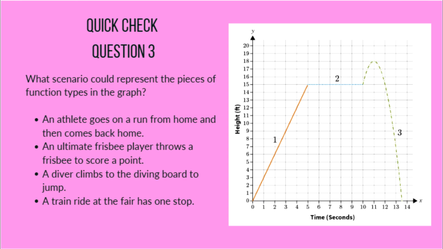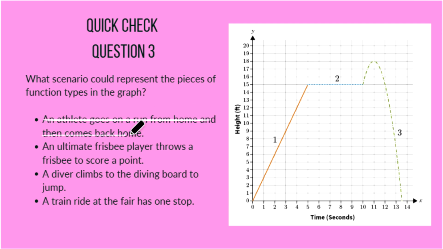What scenario could represent the pieces of the function types in the graph? So you want this in the right order. What's happening? An athlete goes on a run from home and then comes back home. Well, obviously that's going to be wrong because there's 3 pieces and that only gives us 2 things.